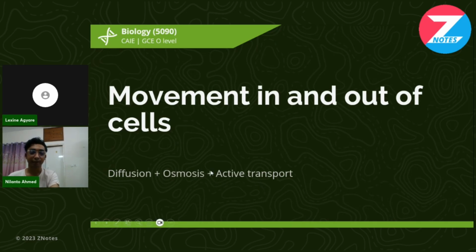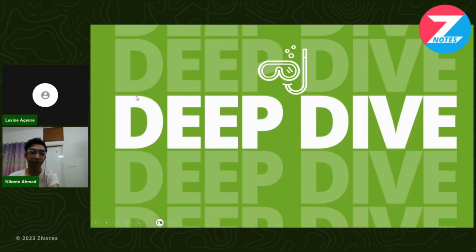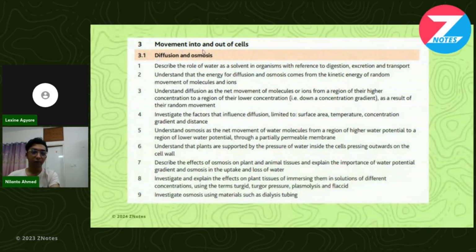So let's get started. First, let's check the first two topics that are stated in the syllabus. Here is the syllabus. We have to check out the role of water in organisms alongside energy for diffusion and for all the other stuff.